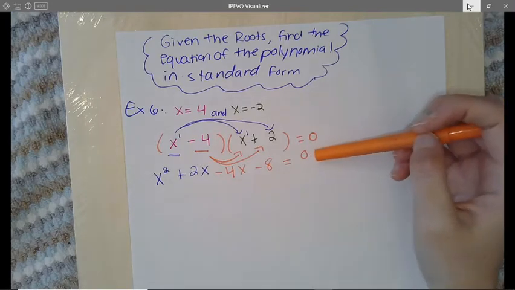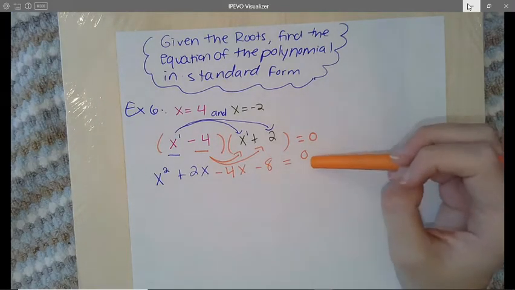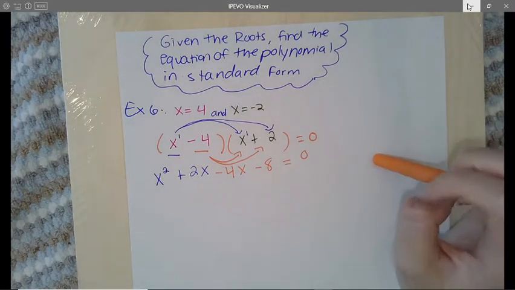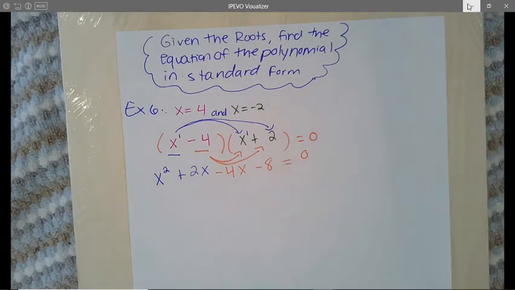I think in example 5, I left off equal to 0 in this step, so if you want to add it to example 5, that might be good. But anyways, let's combine our like terms from here. So after we distribute, we combine like terms. And guess what, you guys? Our polynomial will be in standard form, which is super exciting.